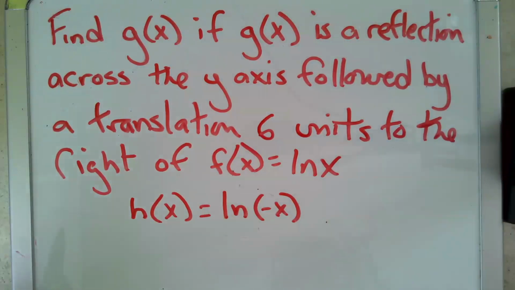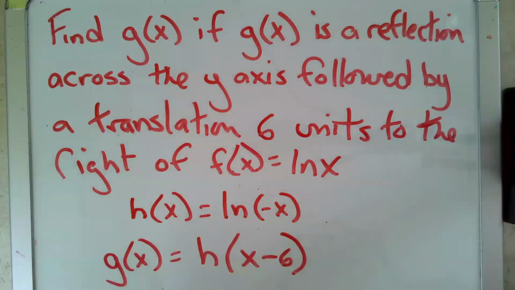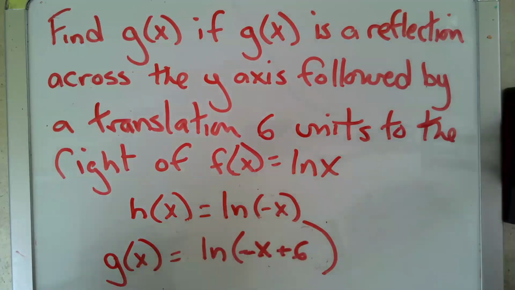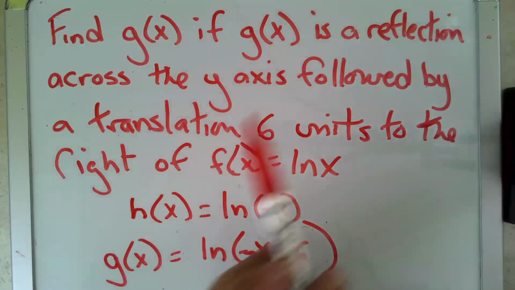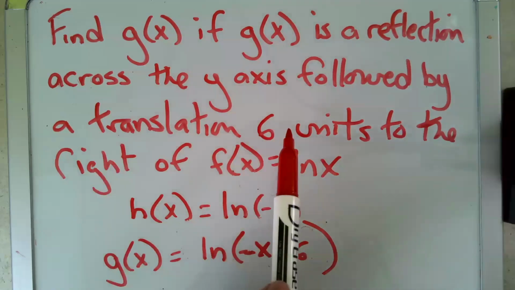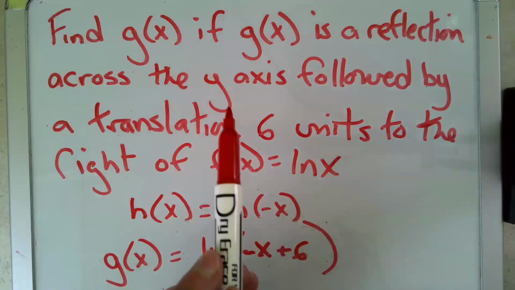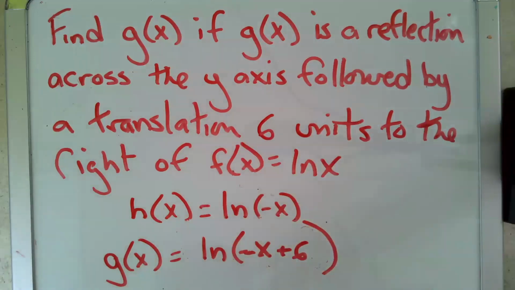And then a translation 6 units to the right means our g of x wants to be our h of x minus 6. And so when we do that, we get ln of -(x minus 6). And when we distribute that through, we get that our g of x, which is a reflection across the y-axis followed by a translation 6 units to the right, is ln of -x plus 6, because that translation happened after the reflection.